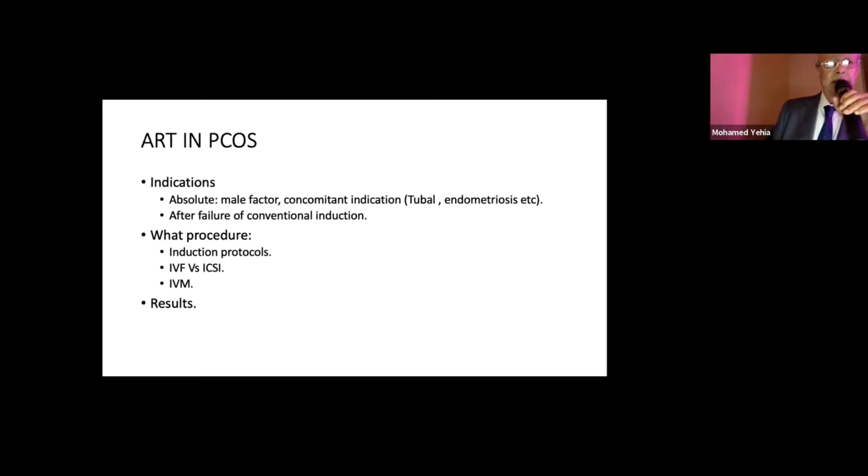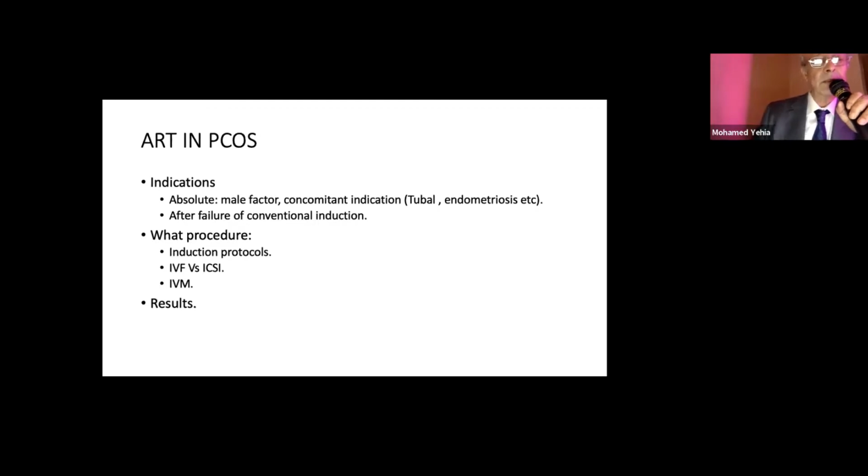What about ART? There is an absolute indication in patients with a male factor or a concomitant indication, tubal factor, endometriosis, or whatever, she's going to have ART. Also after failure of conventional induction. Failure here doesn't mean ovulation failure. It means she doesn't get pregnant. How long should we go on with that? I think 6 cycles of conventional oral therapy, 3 cycles of induction are more than enough. After that, I think one should think about ART.